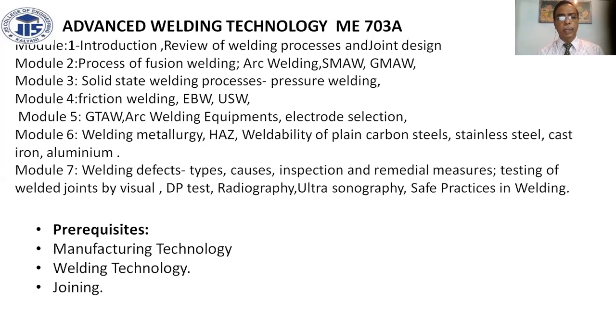And Module 6, welding metallurgy, covers weldability of plain carbon steel, stainless steel, cast iron, aluminium. Module 7 covers welding defects, types, causes, inspection, remedial measures, testing of welded joints by visual, tensile and other tests, radiography, ultrasonography, and safe practices in welding.